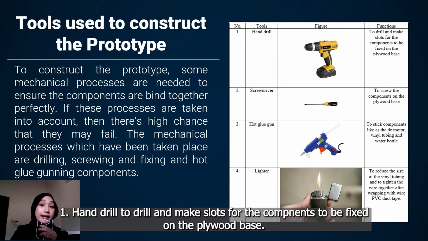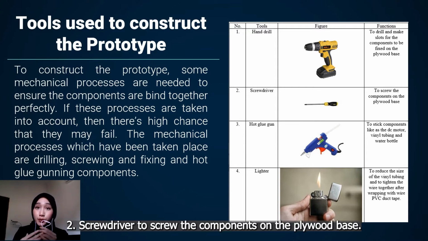The first one is a hand drill, which is used to drill and make slots for the components to be fixed on the plywood base. The next one is a screwdriver, which is used to screw the components onto the plywood base.